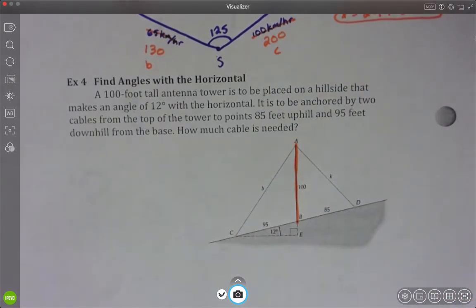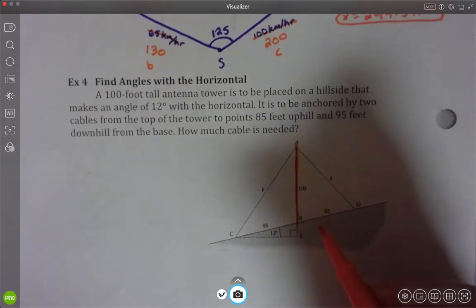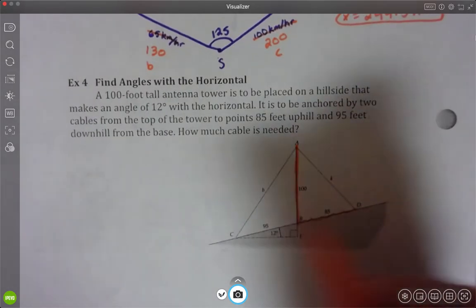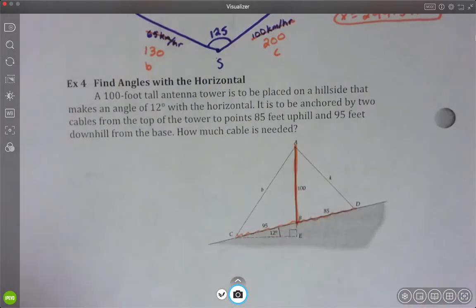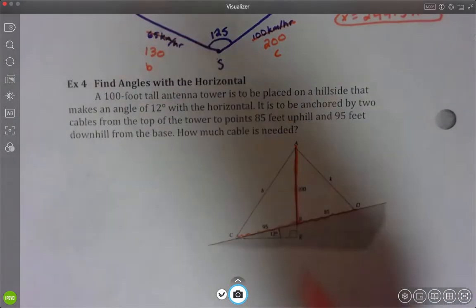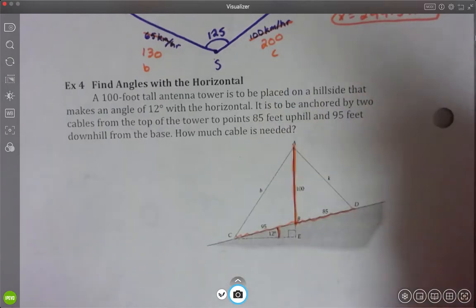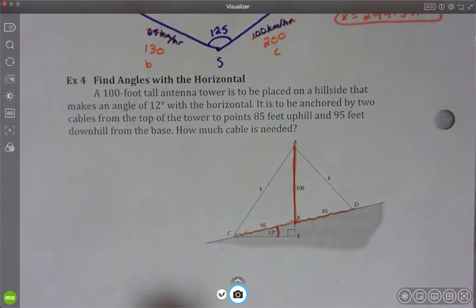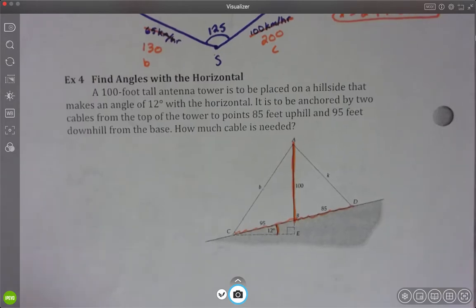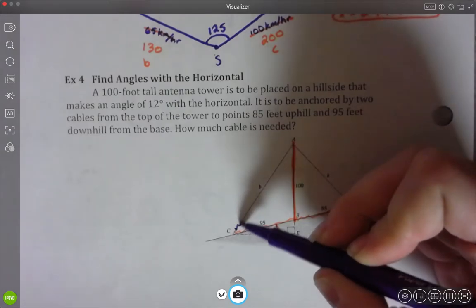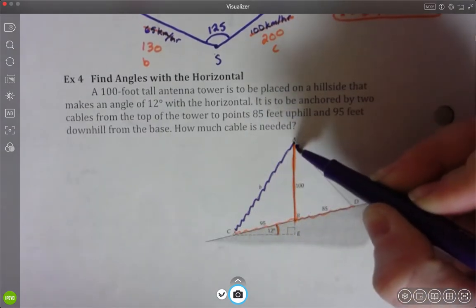It is to be anchored by 2 cables from the top of the tower to a point 85 feet uphill and 95 feet downhill from the base. So this distance here is 85, this distance here is 95. And then they say that there's a 12-degree slope of the hill. So we're going to use that to talk about some angles here. But they want to know how much cable is needed. The cable is represented by this line here and this line here.